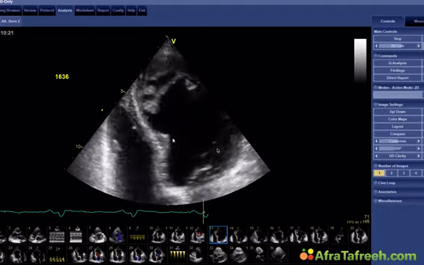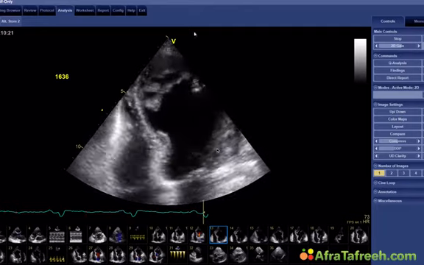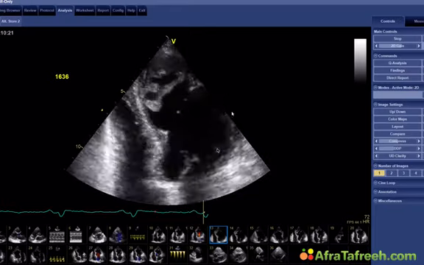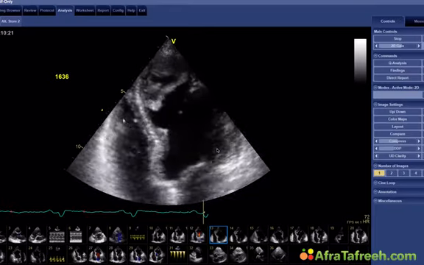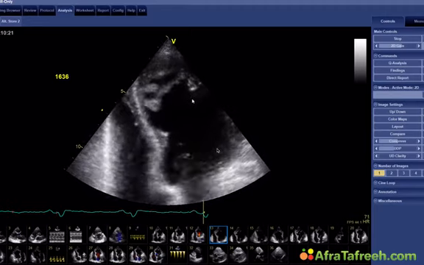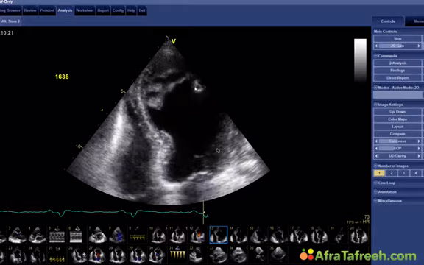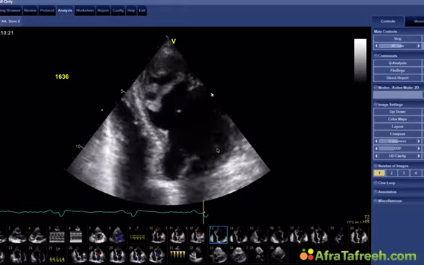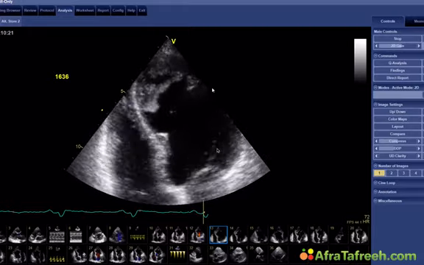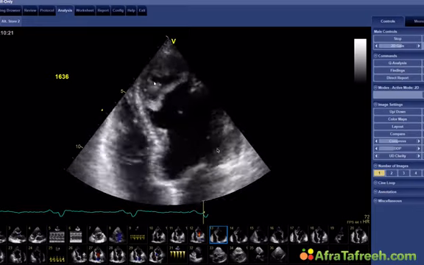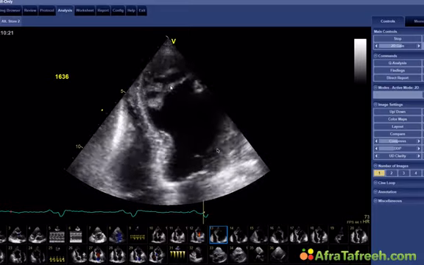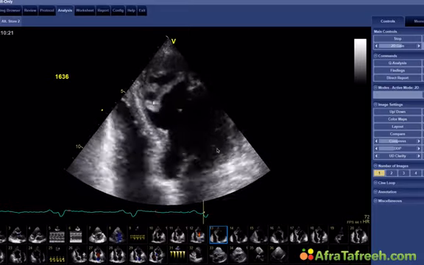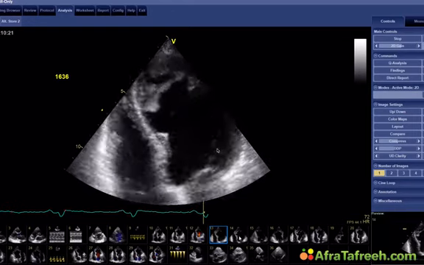What do we see here? We see an aneurysm of the entire apex. There's practically no contractility here in the apex. And inside the left ventricle, there's a huge, huge mass. Now, what do you think this is? You see that there are echolucent areas within this mass.